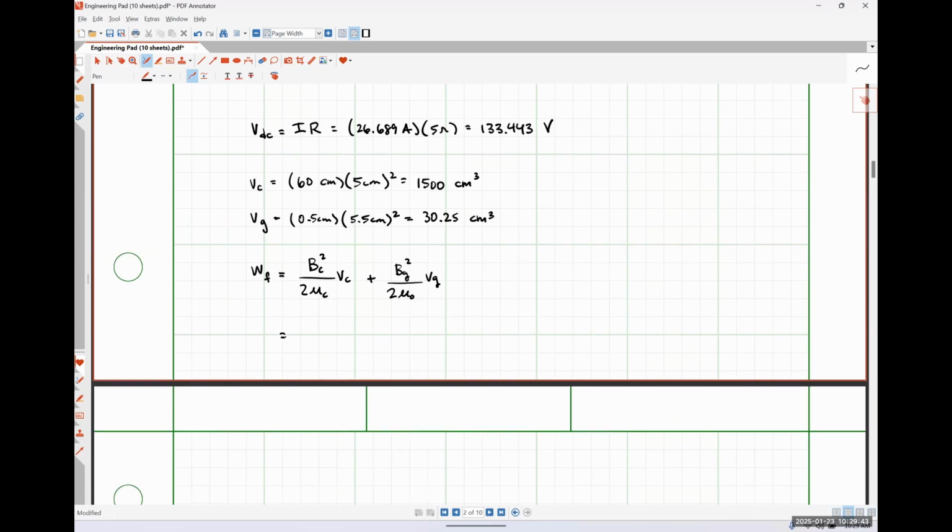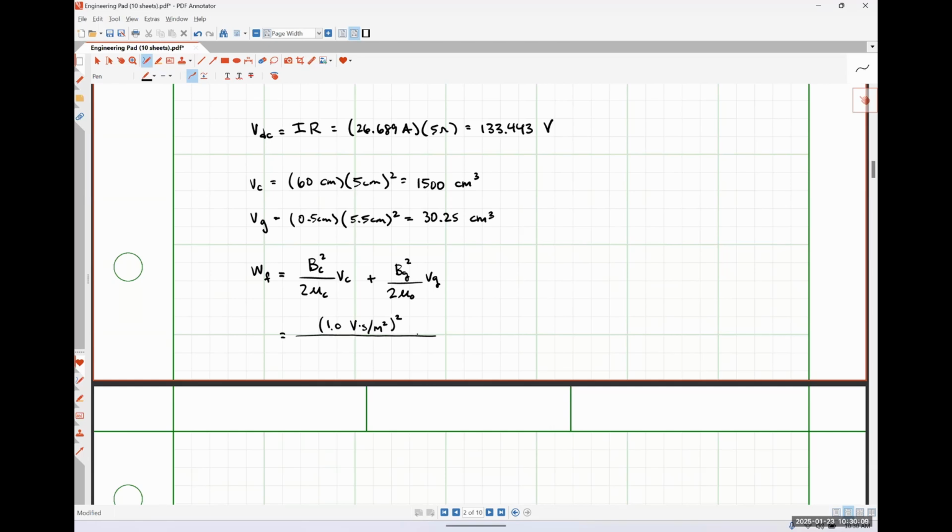So if I put in my numbers here, I'm going to call this 1.0. A Tesla is a Weber per meter squared, where a Weber is a volt second. So I'm going to write this as 1.0 volt seconds per meter squared, and I'm going to square that whole thing.